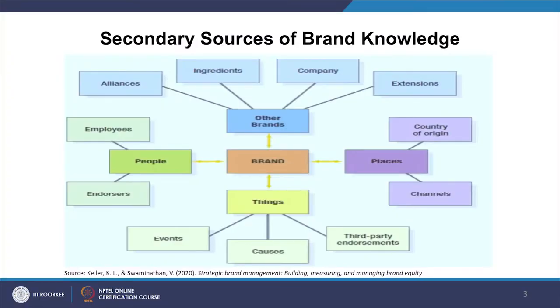Then there are alliances. Now look at places, for example, country of origin, a very important thing. German engineering, remember this? Many organizations talk about this. So many times, a product and a brand belong to a particular country, for example, for a very long time we have been talking of Swiss watches, Japanese electronics, and many things from India.